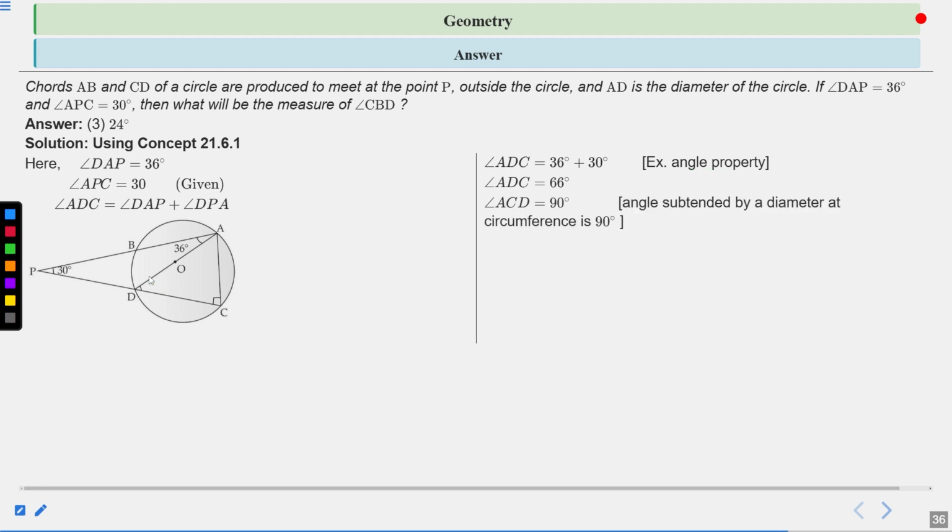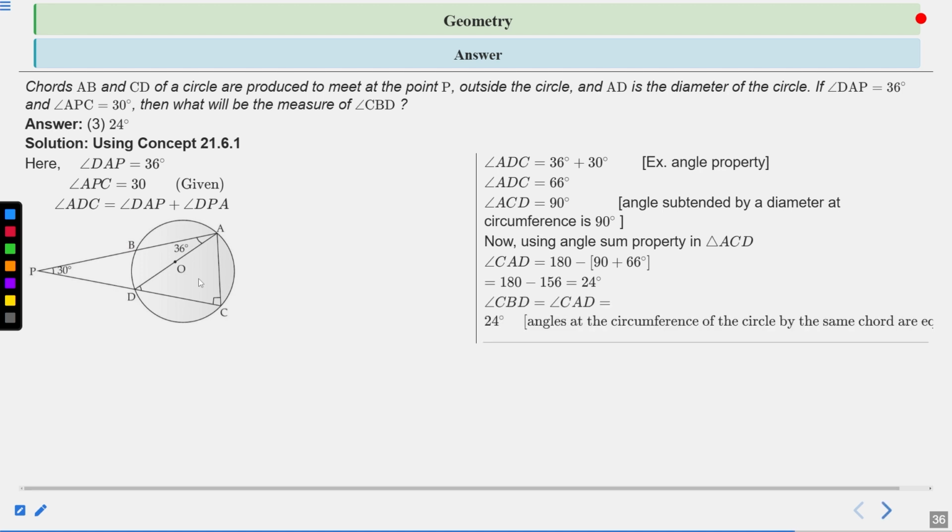So angle ACD will become 90 degree, because the angle subtended by the diameter is a half circle angle in triangle ADC. So this will be 90 degree. Now using the sum property of triangle ACD, angle CAD will become 180 minus 90 plus 66, which is equal to 180 minus 156 equals 24 degree.